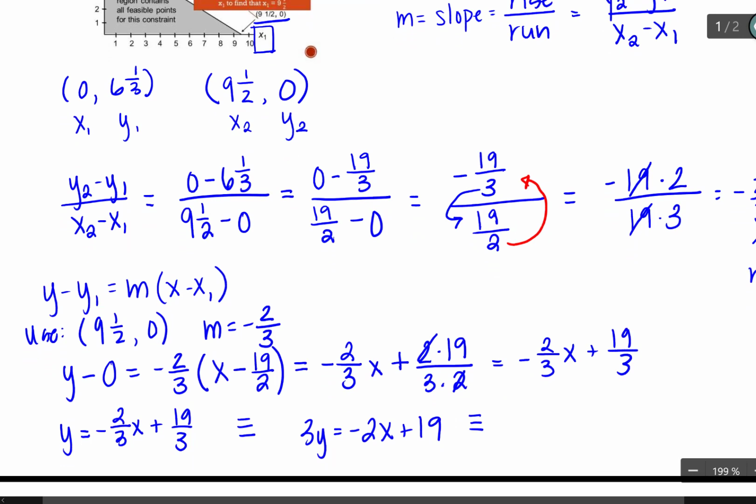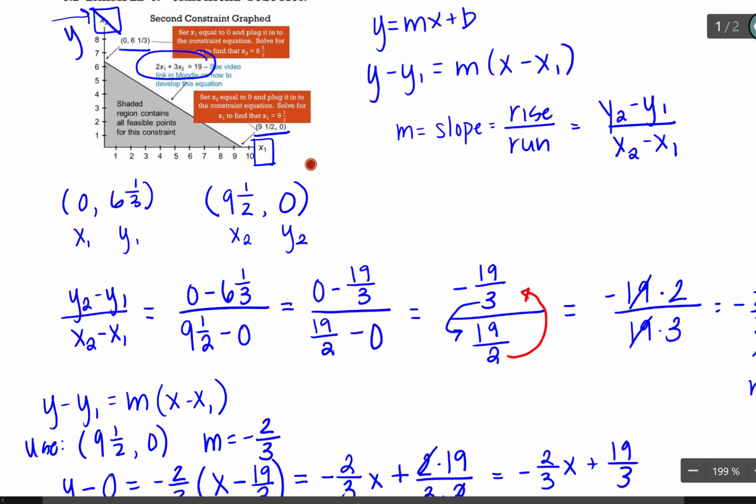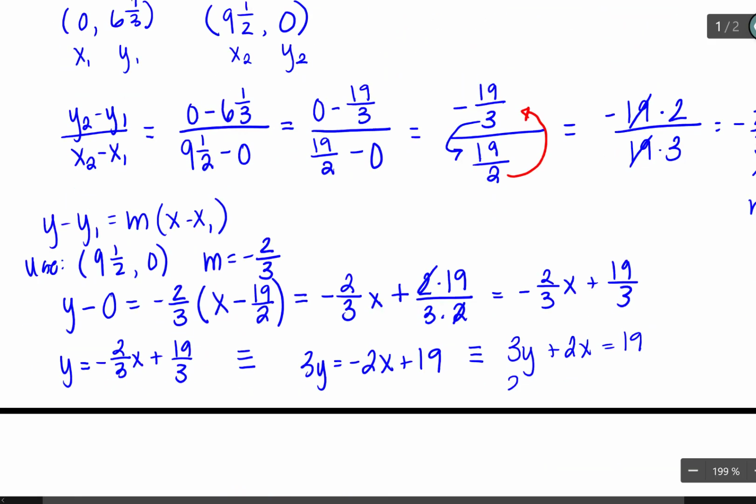But they have both the x1 and the x2 terms on the left side of the equation. So that means we would move our negative 2x over, or we would add 2x to both sides. So we have 3y plus 2x equals 19. Then the last little part that we have to remember is that instead of y, they use x2. So it should be 3x2 plus 2x1 equals 19.